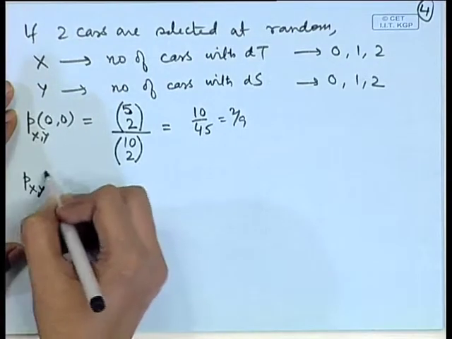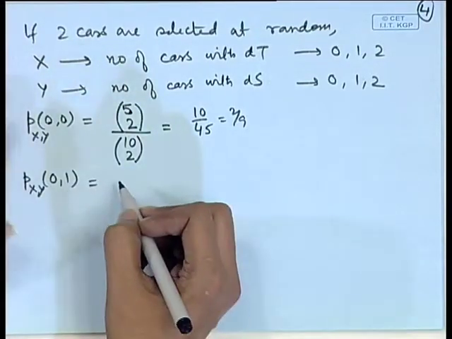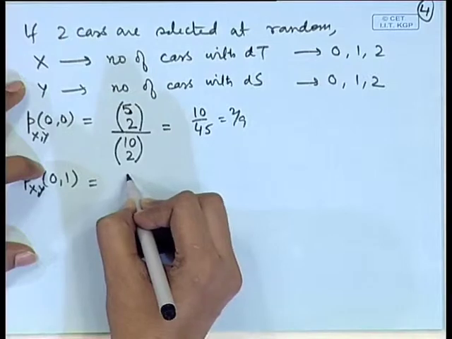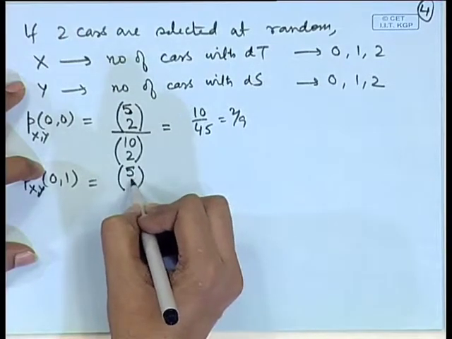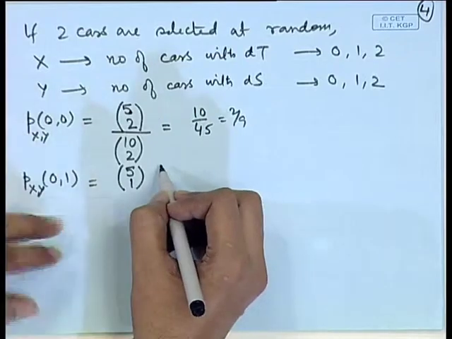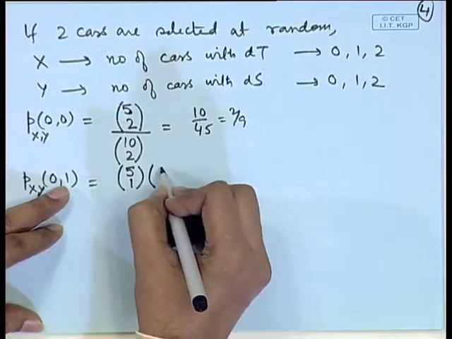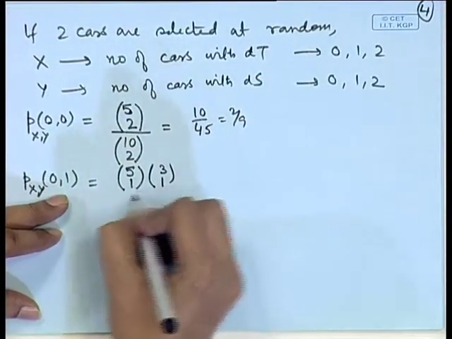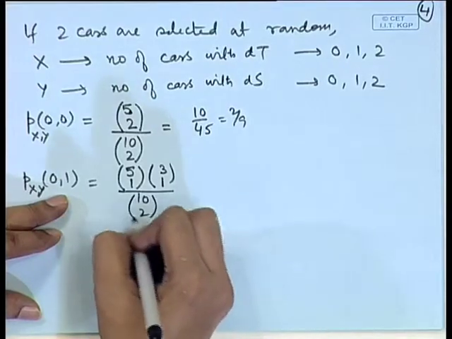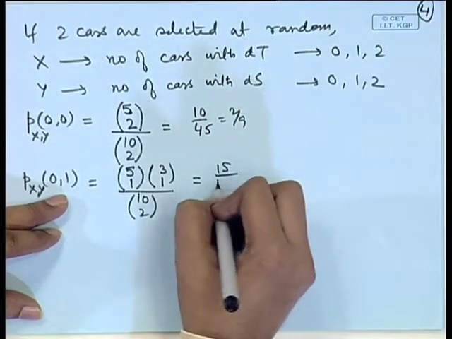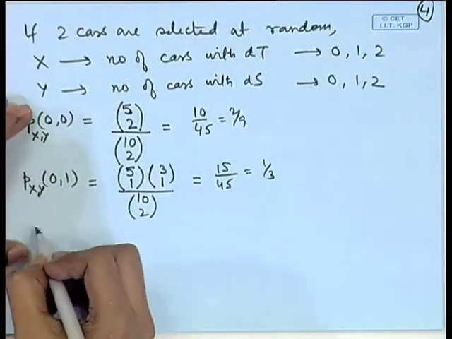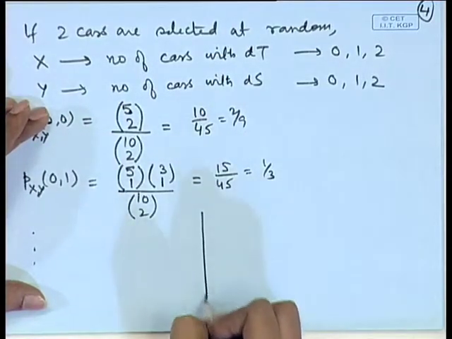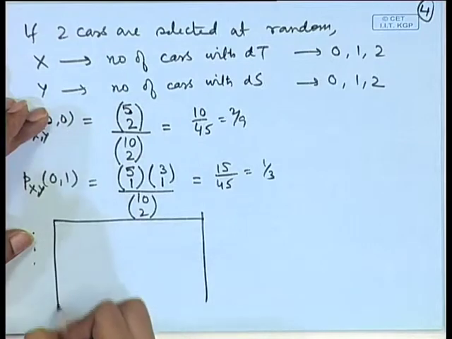Similarly, we can calculate the probability X is equal to 0 and Y is equal to 1. Here it means that out of 5 good, 1 good car has been selected, and out of 3 cars with defective steering mechanism, 1 has been selected, out of total 2 selections of 10. So, that is equal to 15 by 45 or 1 by 3. In a similar way, we can calculate all other probabilities, and we can describe the probability distribution in the form of a tabular representation.